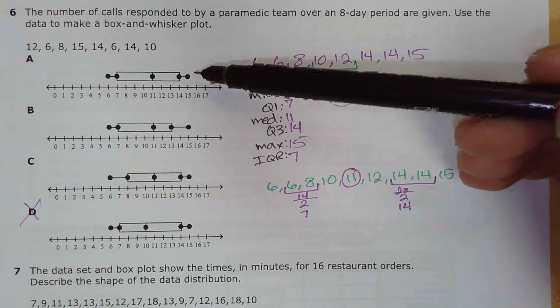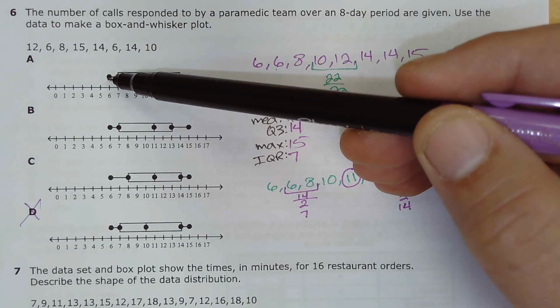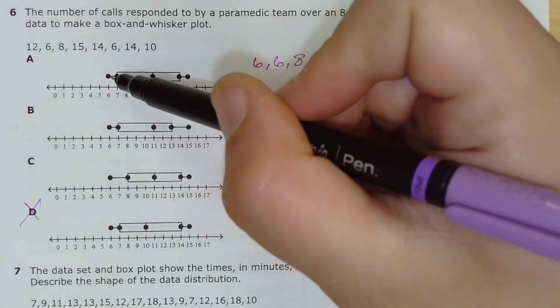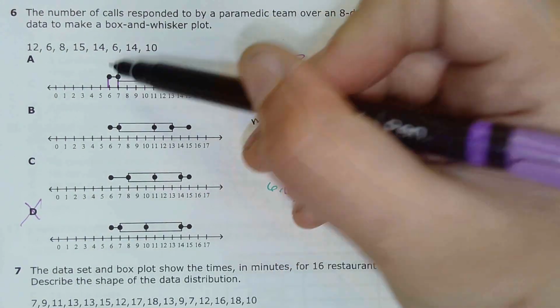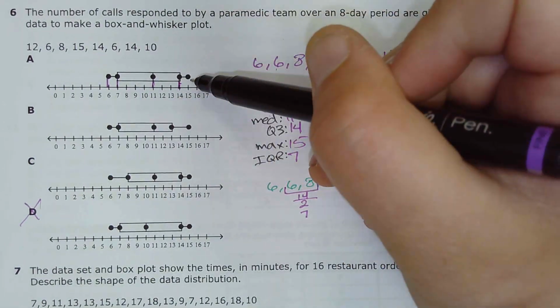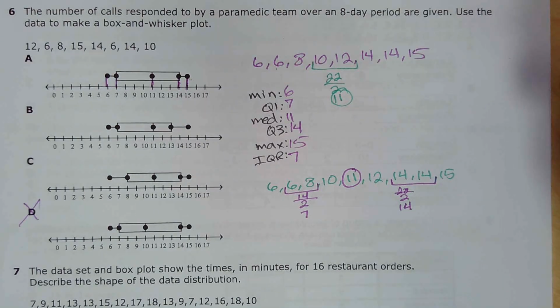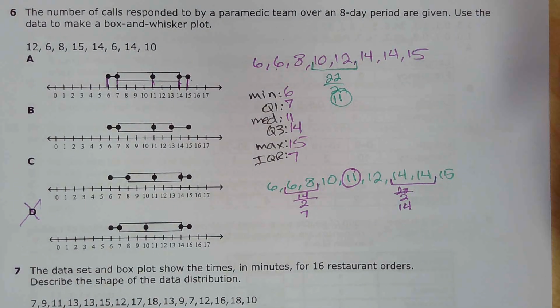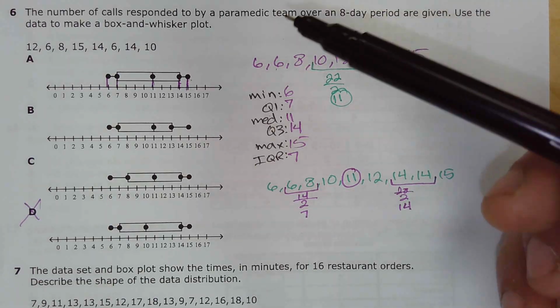I'm sorry. So let's go to A. Okay. Our minimum is 6. Quartile 1 is 7. Median's 11. Quartile 3 is 14. Maximum's 15. That looks like it works. So let's hang on to that for a second and then see what's going on with everything else.